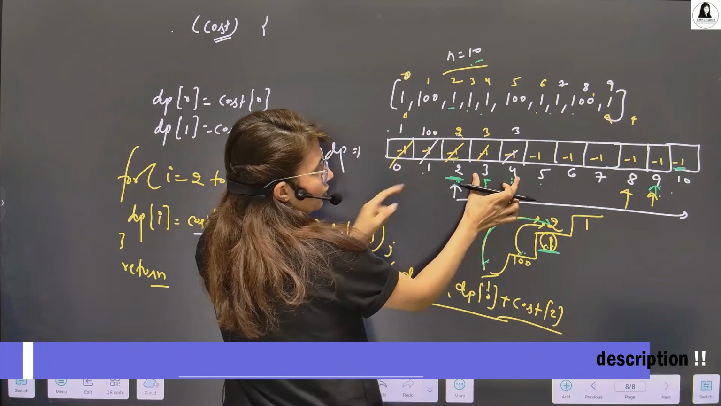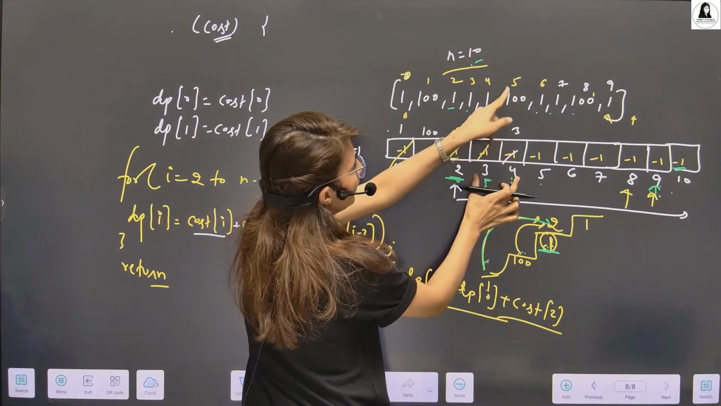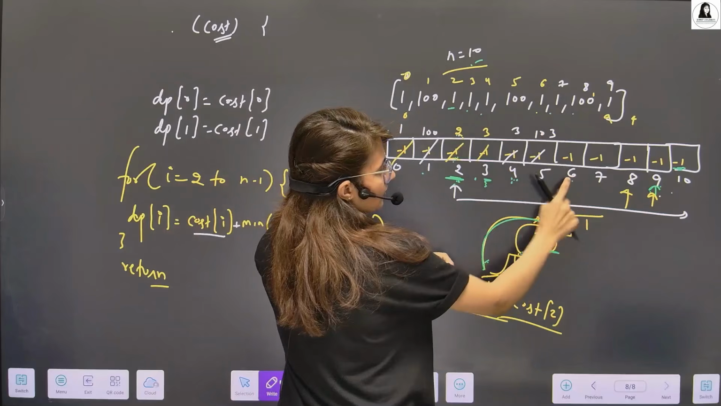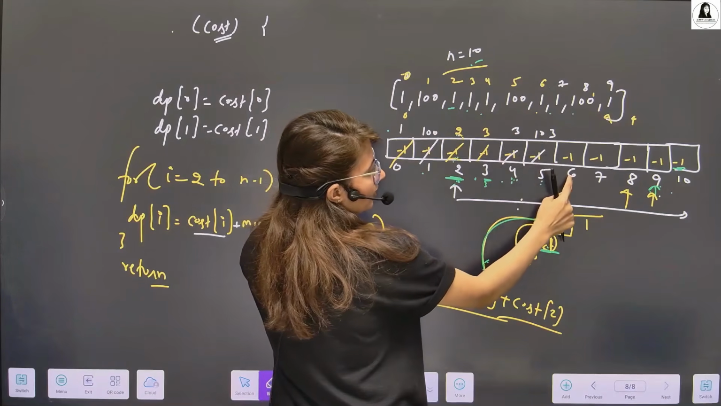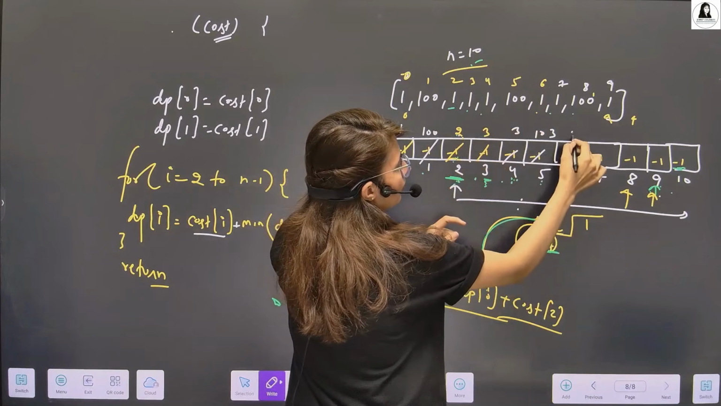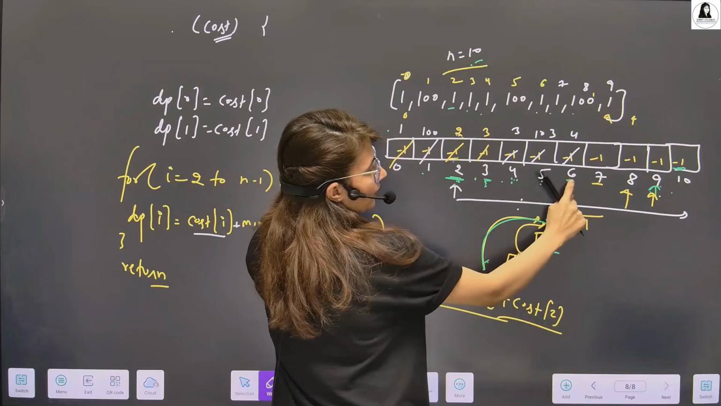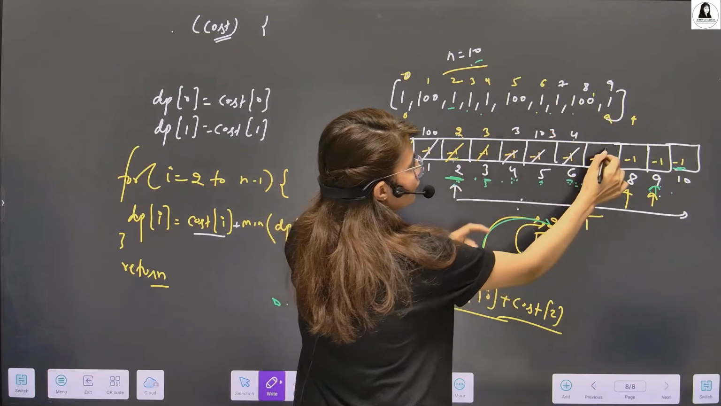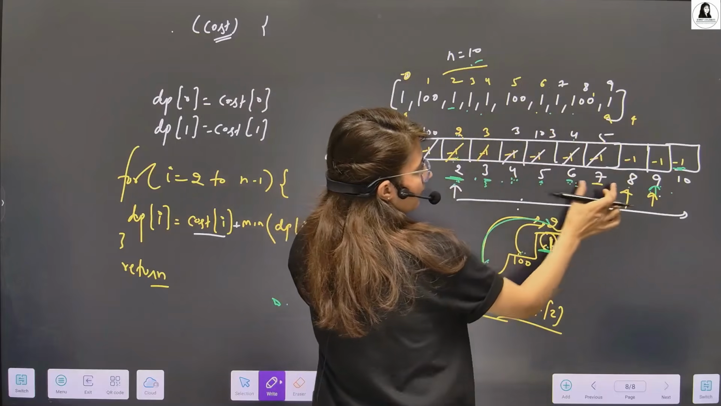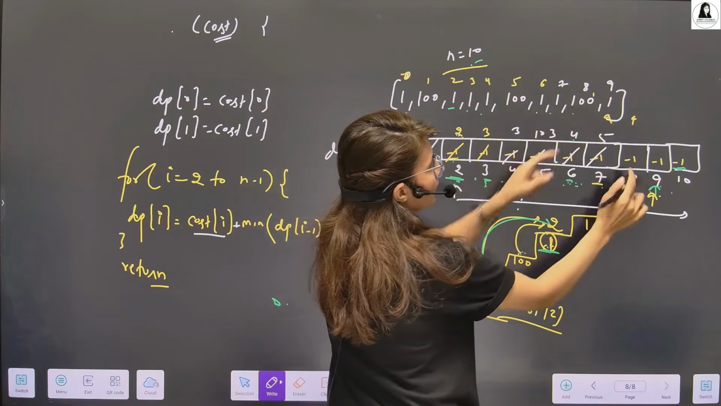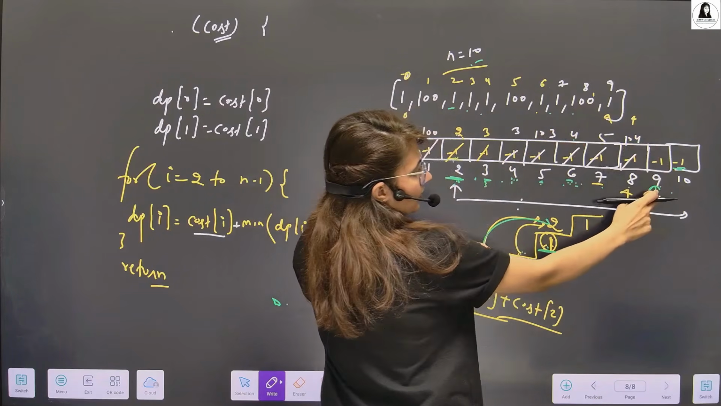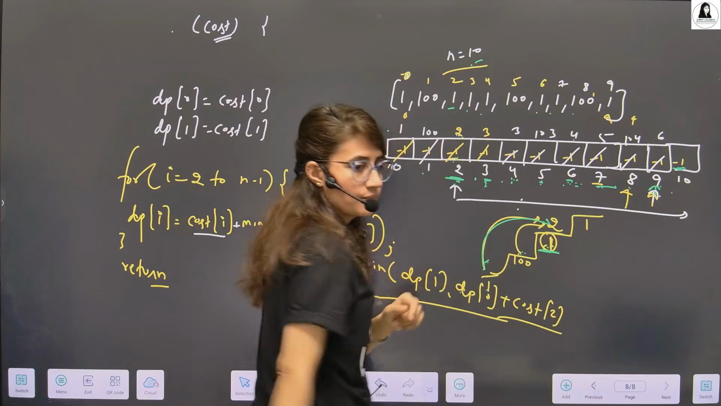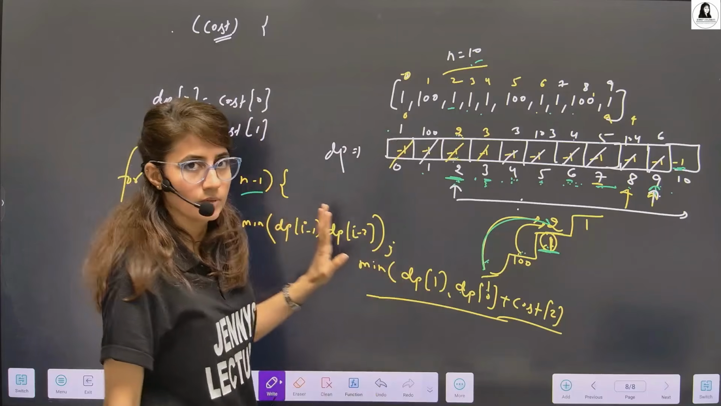At 5, the minimum from these two is 3. So 3 is the minimum. At 5, we have 100, so it will become 103. At 6, the minimum from these two is 3, and at 6 we have 1, so it will become 4. How to reach 7? Take the minimum of these two, so it's 4. 4 plus 1, that is 5. At 8, the minimum of these two is 4. 4 plus 100, that is 104. Now at 9, the minimum of these two is 5. 5 plus 1, that is 6. And we stop because we run the loop from here to here.